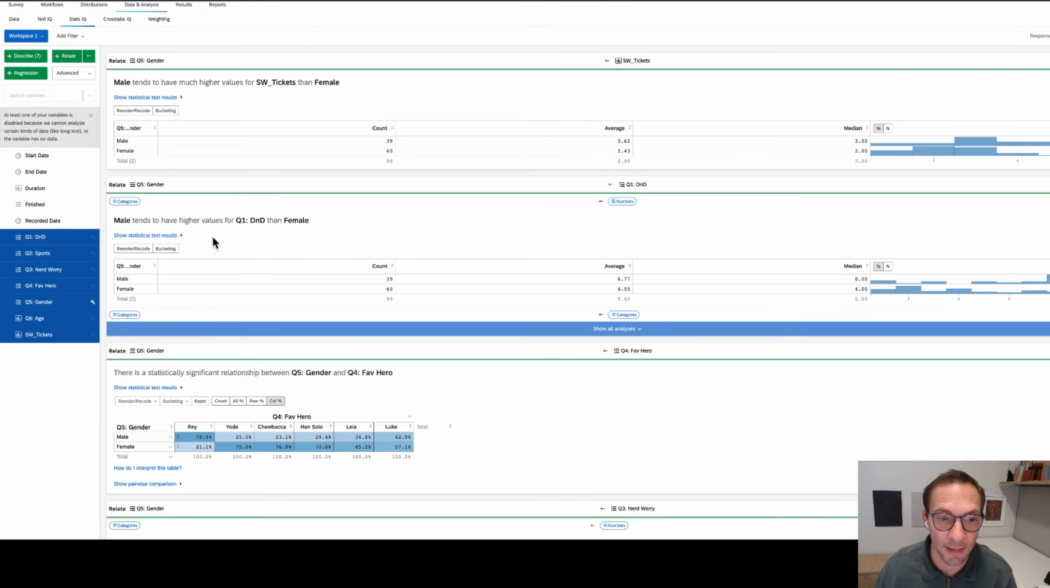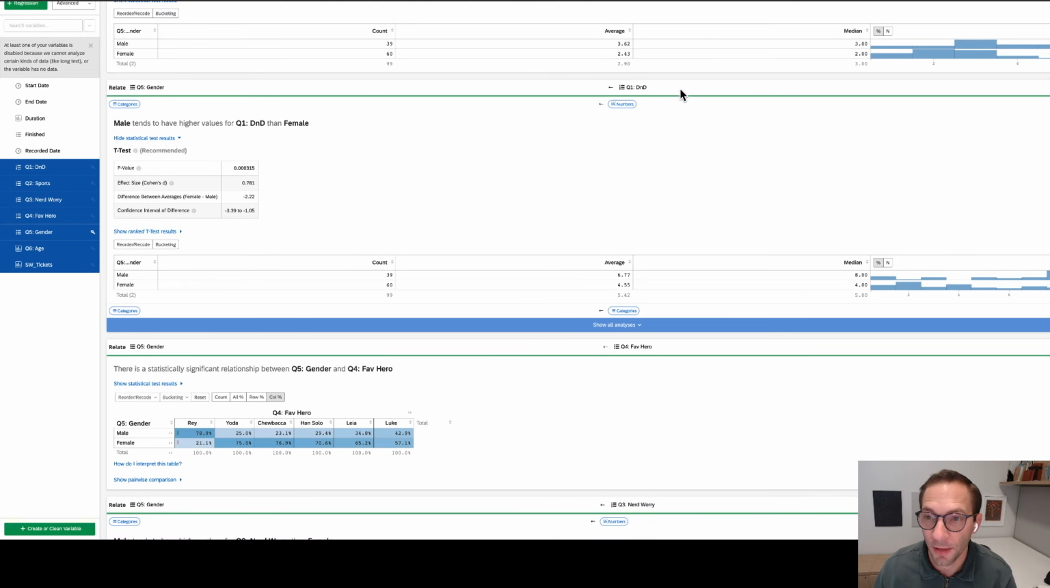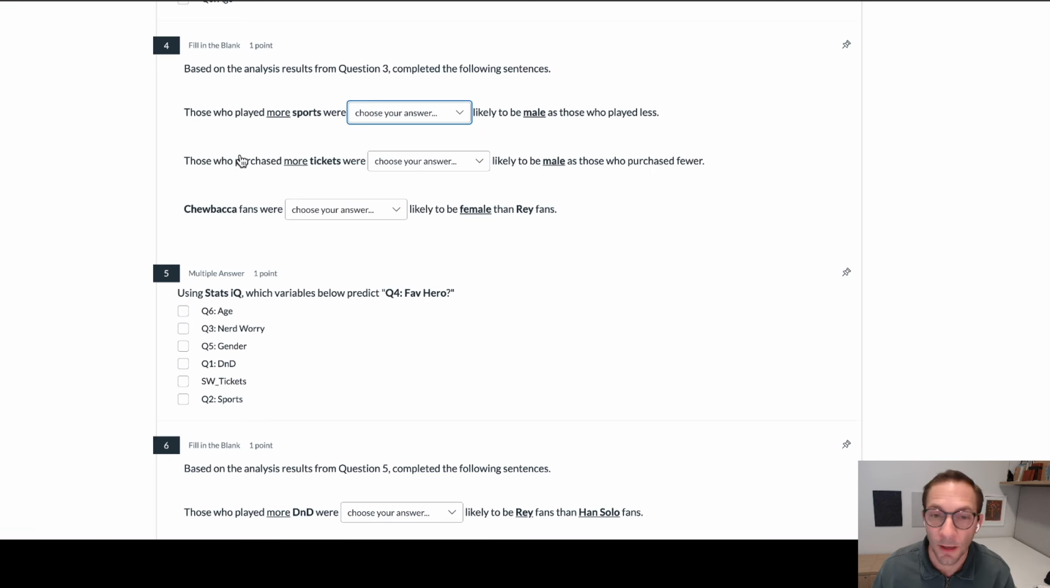Popping over to D&D, another example, we have a significant p-value. Our D&D, again, is a number. It looks like males are higher than females, so the more they play D&D, the more likely it is that they are male than female. So you should be able to answer this question based on what we just covered as well.